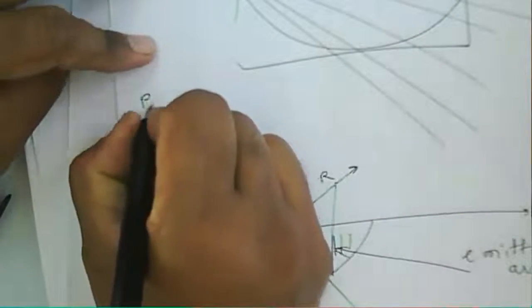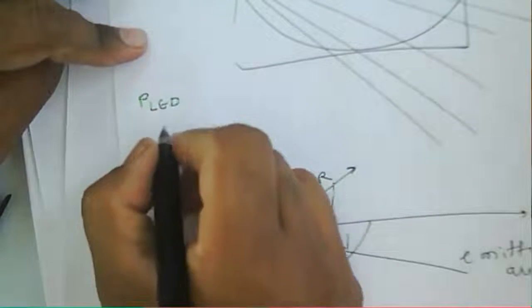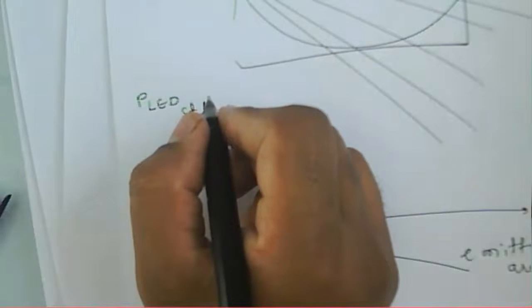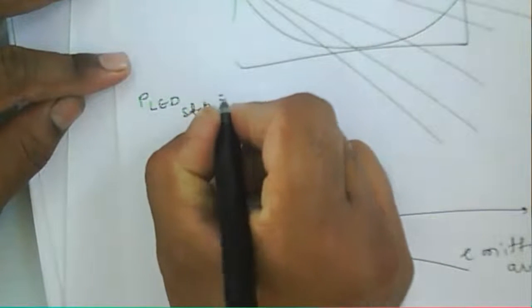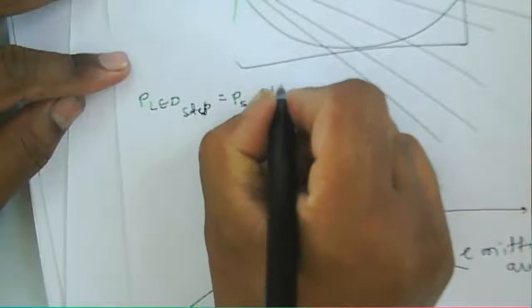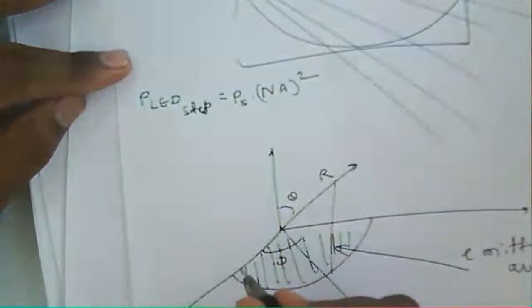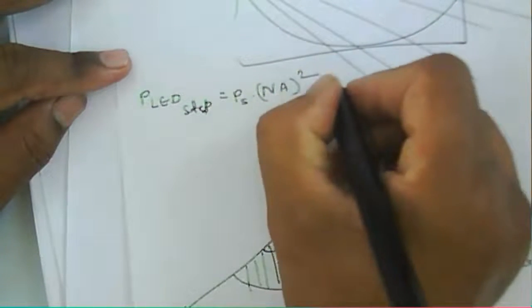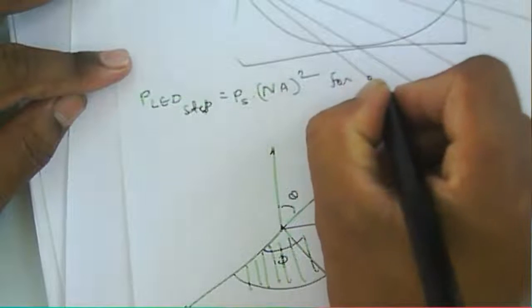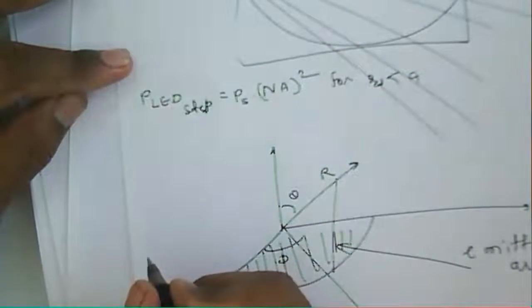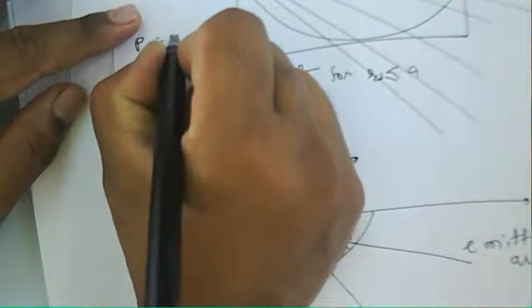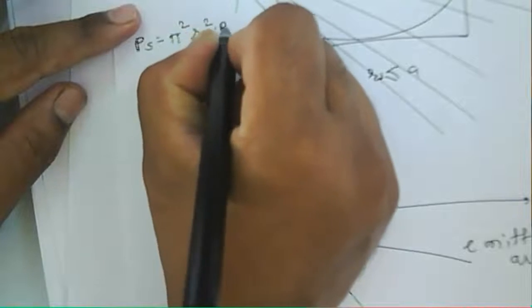And if you calculate the power generated by this LED for the step index fiber, it is equal to what? Ps times NA squared, for Rs less than or equal to A here. And what do you mean by Ps? Ps is equal to what? Pi squared R squared times B0.